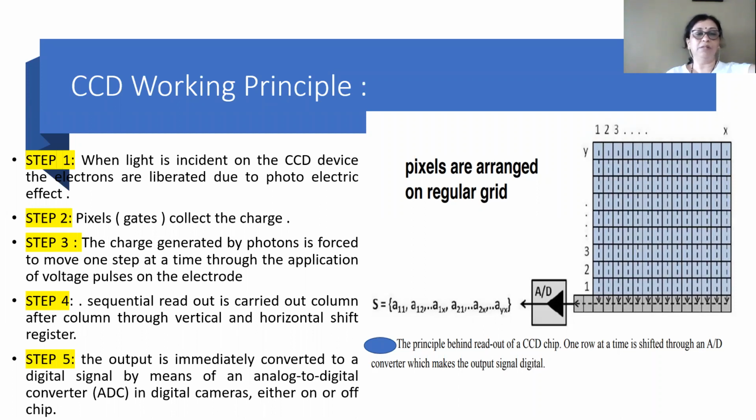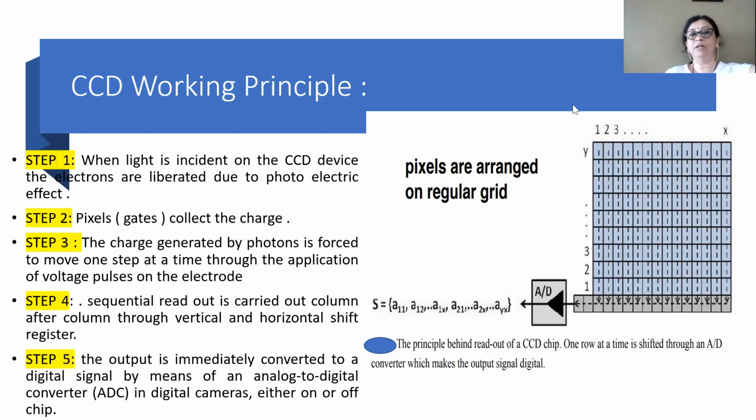During step number 3, the charge generated by photons is forced to move one step at a time, okay, through application of voltage pulses on electrodes. As I have shown you, one pixel consists of 3 to 4 electrodes, and to these electrodes we can apply differential voltage, and this differential voltage will allow to move the charge from one pixel to another.